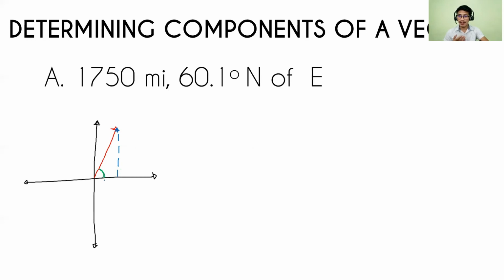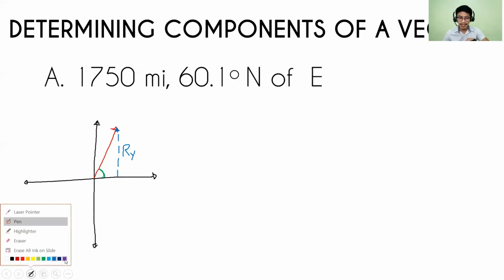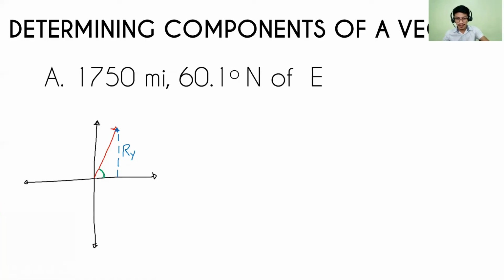Next, we will identify saan dito si Rx, saan dito si Ry. Remember, Rx is horizontal and Ry is vertical. So how about this one? Is this horizontal or vertical? Of course, this is vertical. So this is our Ry. Nakuha? Now, where is our Rx? Titingnan lang natin saan dyan yung horizontal side. So dito. Yan. Ayun. This is our Rx, our horizontal component. Nakuha? So Rx and Ry.